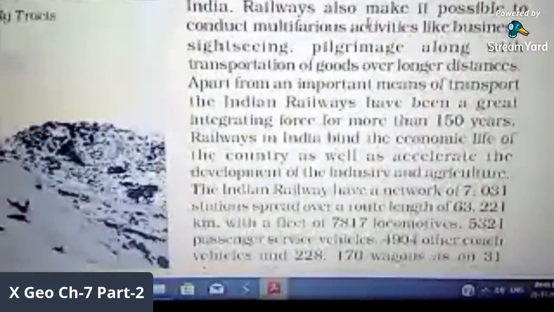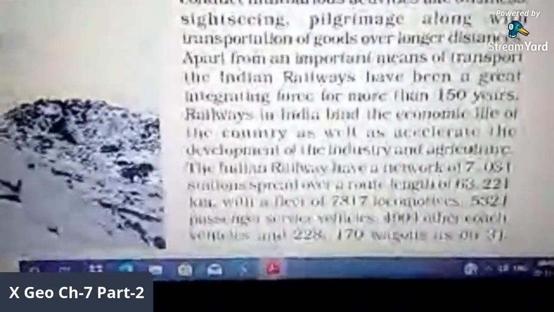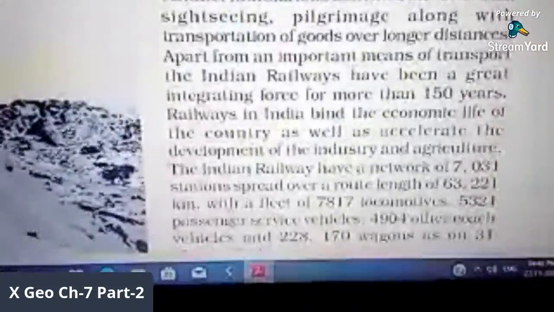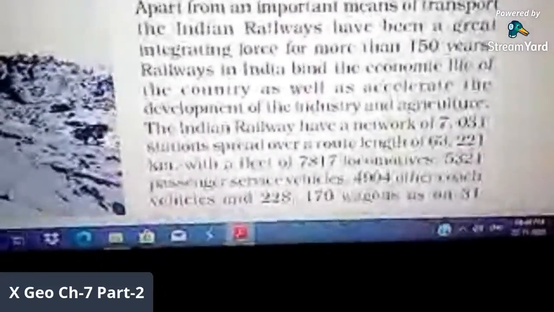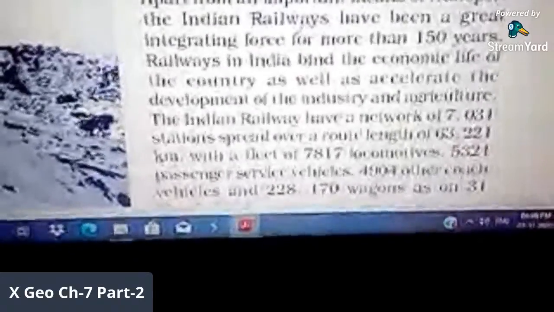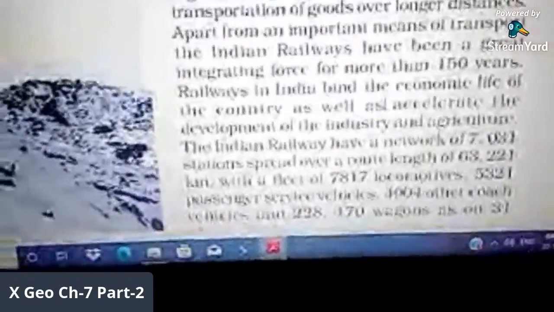And this railway service has been providing us a great service for the last 150 years. And all this railway network has a great impact on our economy as well as on the development of a country.